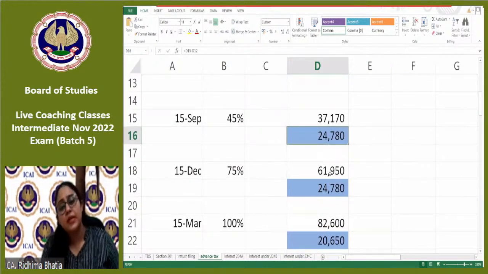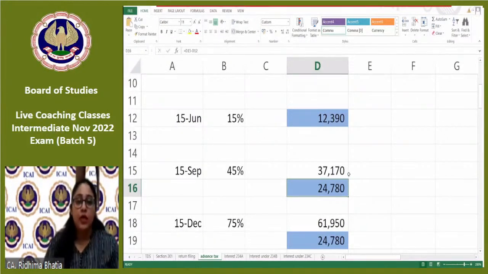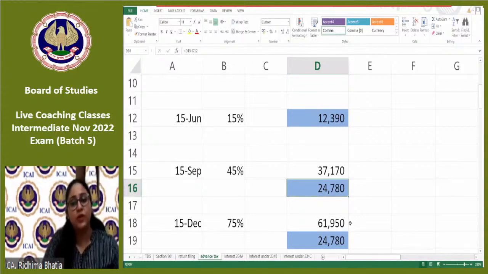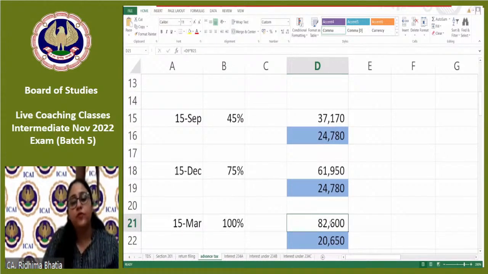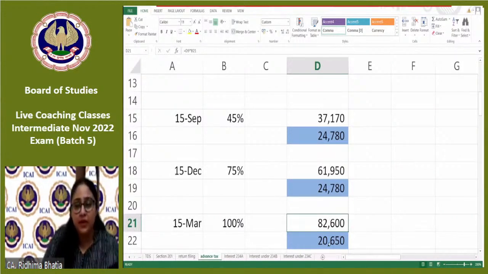Similarly, up to 15 December, 75% of the advance tax has to be deposited. That is 61,950. All of these are cumulative, okay? So 61,950 has to be deposited from the beginning of the year up to 15 December. Whatever has been deposited earlier would be reduced and we get your third installment. Similarly, for the fourth installment, 100% has to be deposited. Whatever has been deposited before 15th March would be taken as a credit and the remaining would be given in your fourth installment. Clear?